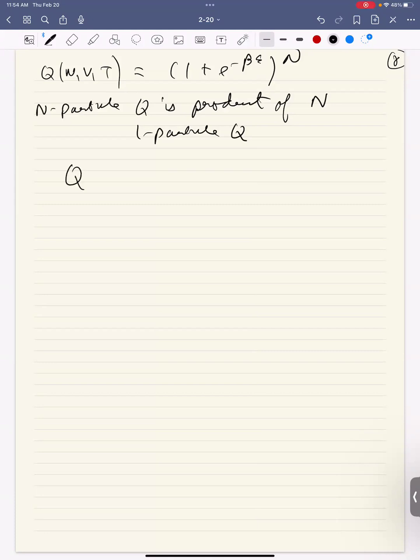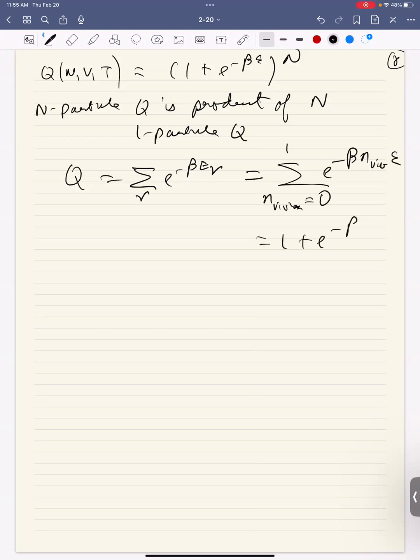You would have said Q is equal to summation e to the power minus beta epsilon for microstate. And let's imagine in your world, there is only, I see Vivian smiling, so I'm going to assume Vivian as my particle. Vivian in ground state, Vivian in excited state, okay? So in that case, what is it going to be? Here n Vivian goes from 0 to 1, right? e to the power minus beta n Vivian epsilon. And that is 1 plus e to the power minus beta epsilon.